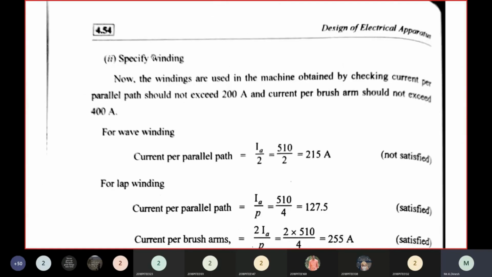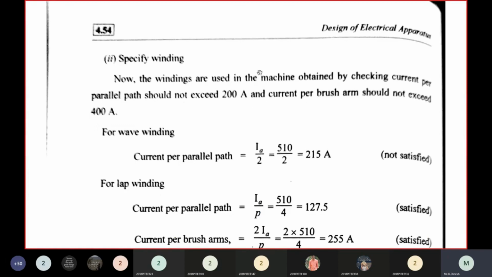So next one is specification of the winding. Specification of the winding means the current per parallel path should not exceed 200 amps and the current per brush arm should not exceed 400 amps. So these are the guidelines which we have in the selection of poles.